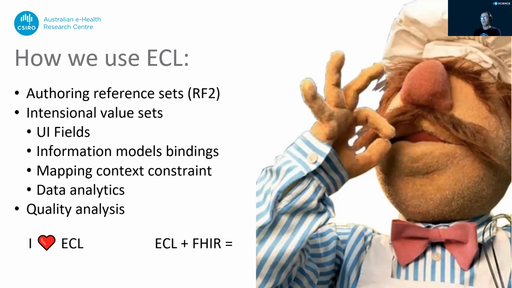So first, Michael's already touched on most of these, I think, of how we use ECL, and I say we in the sense of Australia in general. My first encounter with it was using authoring reference sets for the national extension. We had a very early form of ECL in that to create intensional reference sets. And that was simple things like a reference set that is all the subtypes of procedure. It was an easy way for people to identify the procedures in the absence of a query language. I guess that's why we published that.